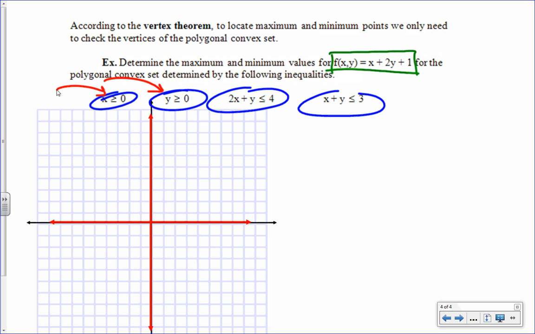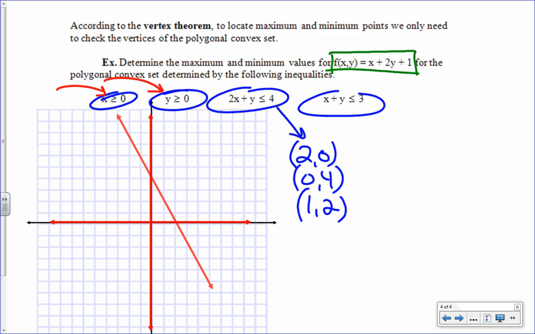So for this first one here, maybe we'll do that one in blue. We've got (2, 0) as a point, (0, 4), and (1, 2). Let's just pick some quick points. Now, do those points actually make the inequality true? They do. Okay, so the line itself is part of our solution. So I go to 0, 1, 2, 3, 4. There it is. So now, it's up to you if you want to shade at this point.